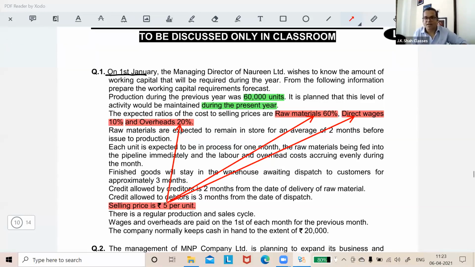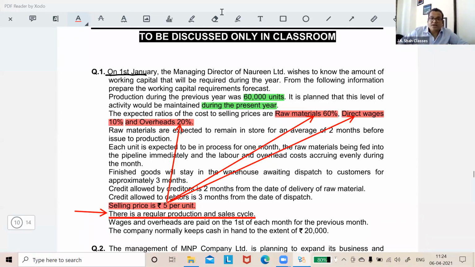Okay. Once this is done, then what? Regular production and sales cycle. Sir, we know this, sir. Like to be ignored, right? Fine. Wages and overheads are paid on the first of each month for the previous month. Okay, what does it mean? Outstanding, correct? They are outstanding. Fine. Then the company keeps cash in hand to the extent of how much? 20,000. Okay, fine. Let's read the remaining part over here.